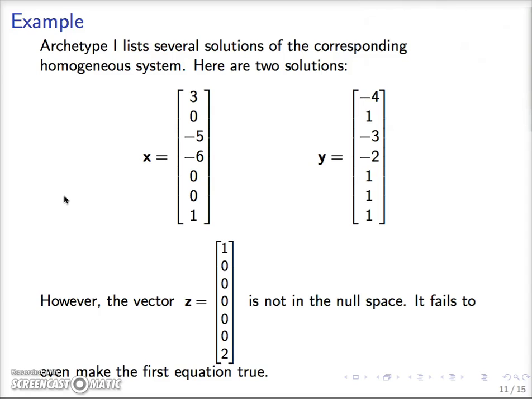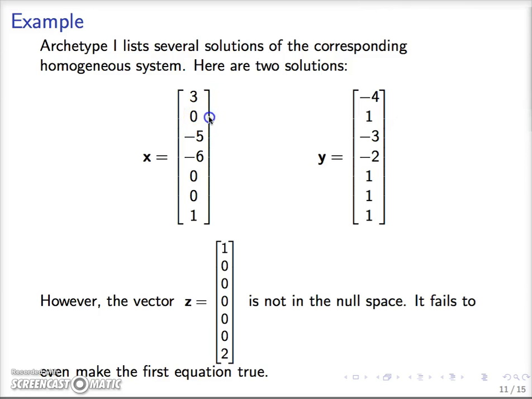So in this example, given that the solution set of that homogeneous system, or the null space of that matrix of coefficients, contains infinitely many solutions, you could compute specific solutions by setting the free variables to certain values. For example, these are examples of setting the variables to specific values.